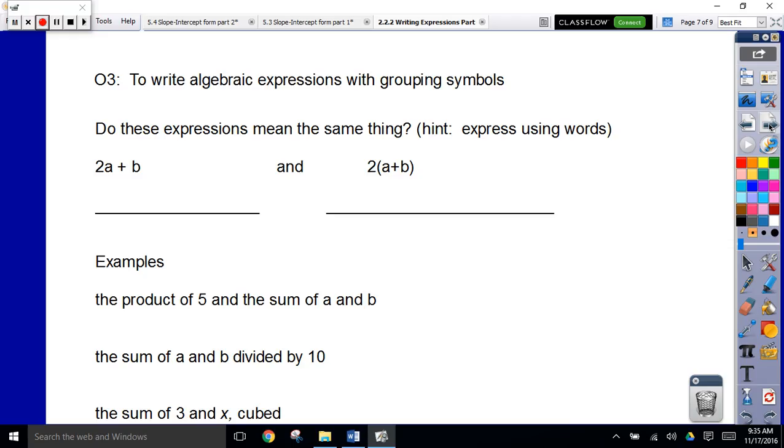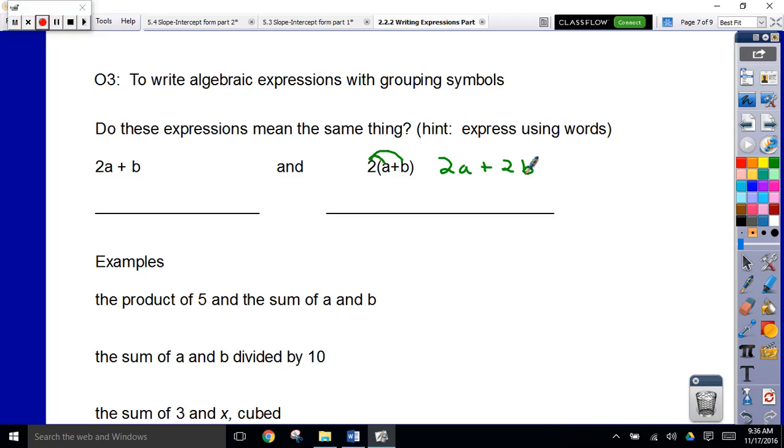Well, you guys know back when we did distributing, what if we distributed this 2 to the a and the b? What would we have? Anybody want to volunteer? Jenna? 2a plus 2b. That's not the same thing as 2a plus b, so they're not the same.